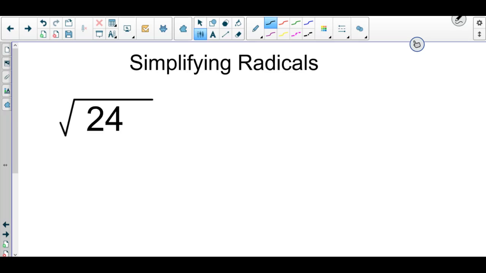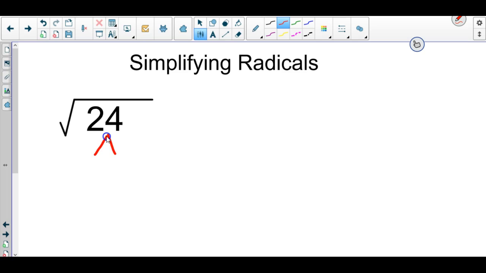All right, simplifying radicals. Here's the rundown. You take the radicand, that's the number inside the radical. Radical is the actual square root symbol. Square root of 24 is not a whole number, so we don't want to estimate and say 4.9 and so on, because that would go on forever. We don't want to lose the accuracy or the precision of that number, so we're going to simplify it instead.